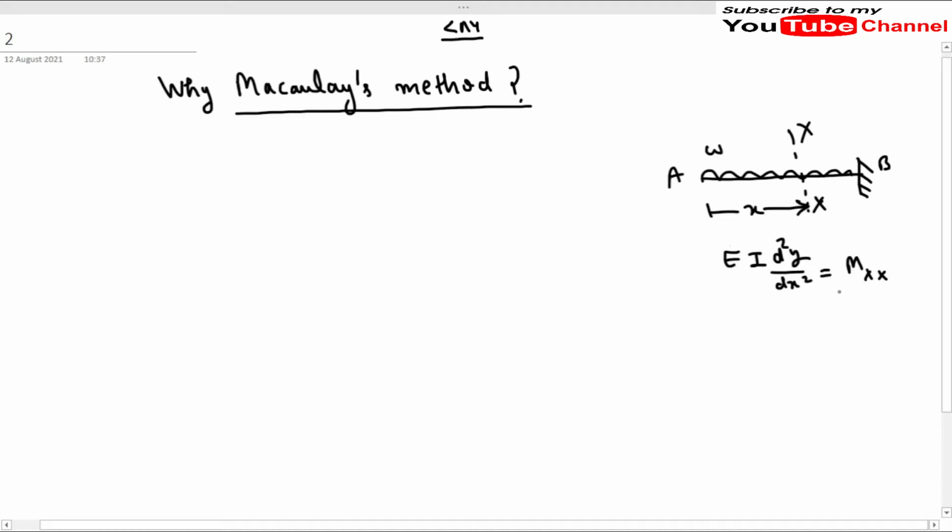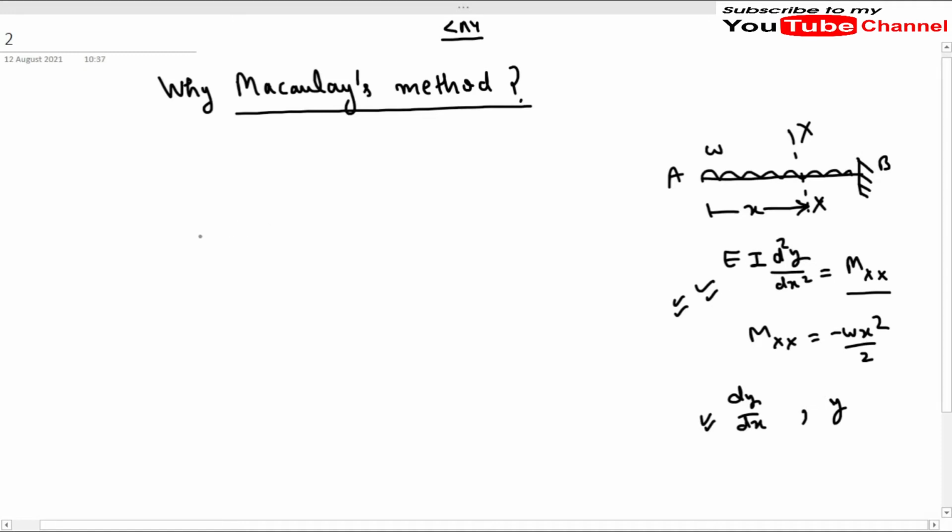So what we do, we find out the equation for Mxx. So Mxx will be minus wx square by 2, and then we put this value of Mxx in this equation, which relates the flexural rigidity, curvature of beam and the bending moment Mxx. And finally we integrate this equation to get the equation for dy by dx. Then we integrate this equation of dy by dx to get the value of y. So in this way we have three equations. So this is a very simple case.